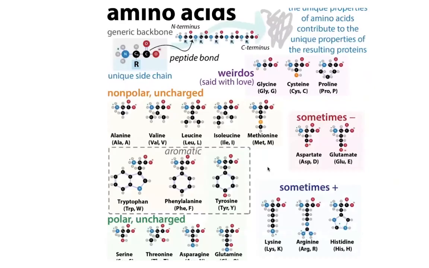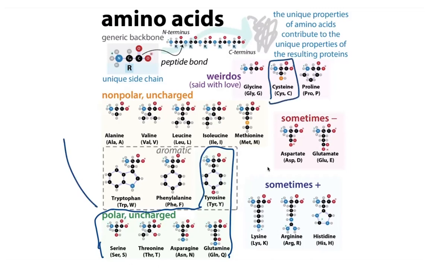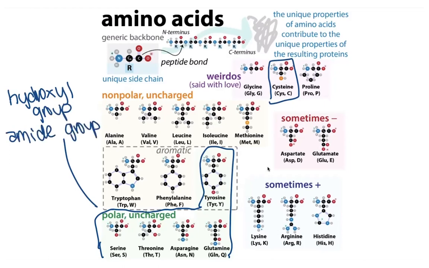Okay, so now let's talk about the polar uncharged. When we talk about the polar uncharged, we're talking about serine, threonine, asparagine, glutamine, and tyrosine. What these polar uncharged ones have in common is they're going to have either a hydroxyl group. And we're also going to be talking about cysteine. So we're going to have a hydroxyl group, or we're going to have an amide group, or we're going to have a sulfhydryl group. That'd be our thiol group.